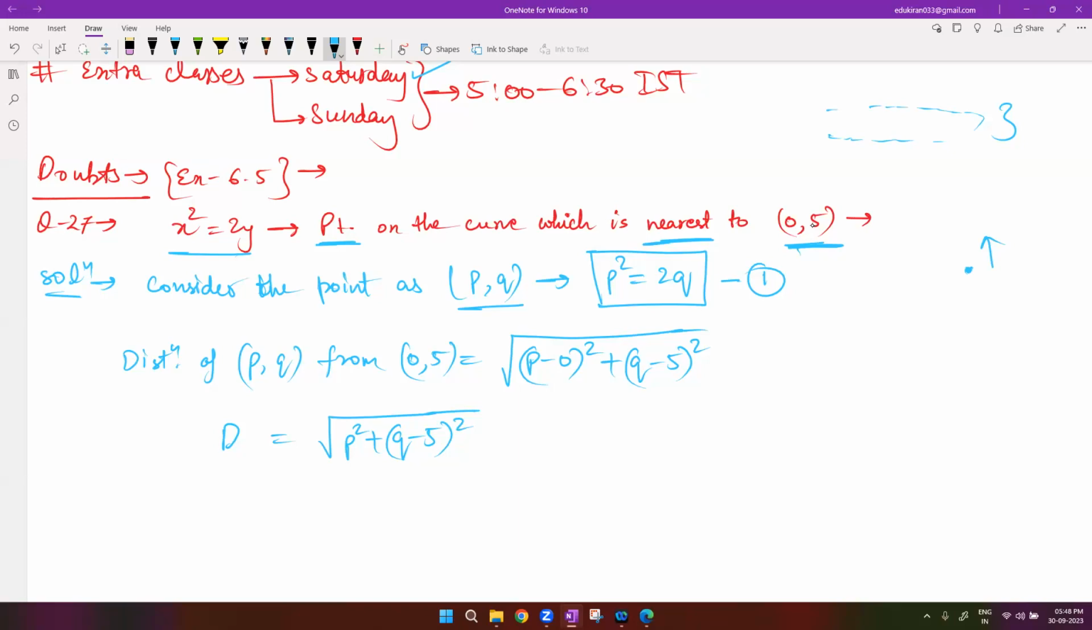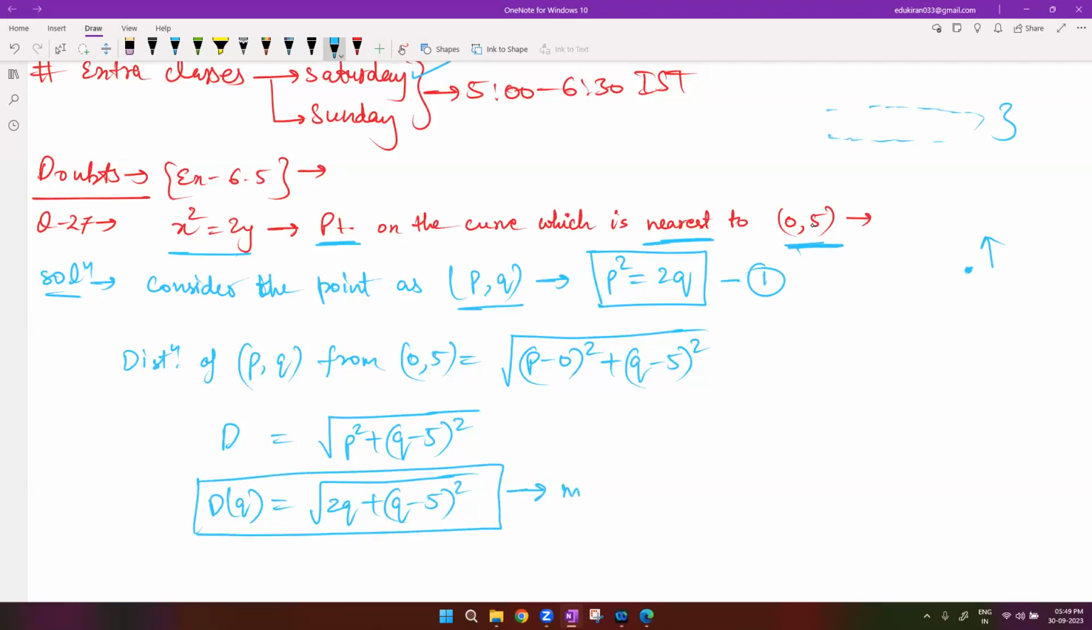Now, I don't know p and q right now. I want to find out p and q, correct? So I need to differentiate the whole function either with respect to p or with respect to q. Right now, I have two variables, two unknowns. I will remove one using this relation first. I will put p square as 2q. So this becomes 2q plus q minus 5 whole square. Now, I want to minimize this distance. This is my objective function, and I want this to be minimized.